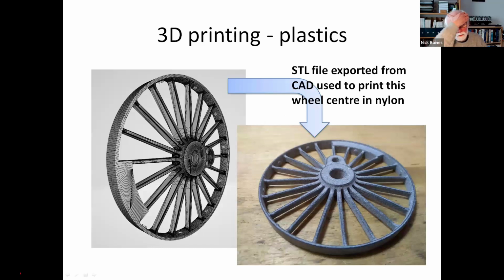Here's an example where I've had printed in a hard plastic a wheel center, a driving wheel, quite obviously, and the picture on the left-hand side is the STL file, the solid model file that I generated in CAD using those cylinders and box primitives and all the rest of it. And that is the wheel that was printed for me. I didn't do it myself. It was printed by a professional printing concern.